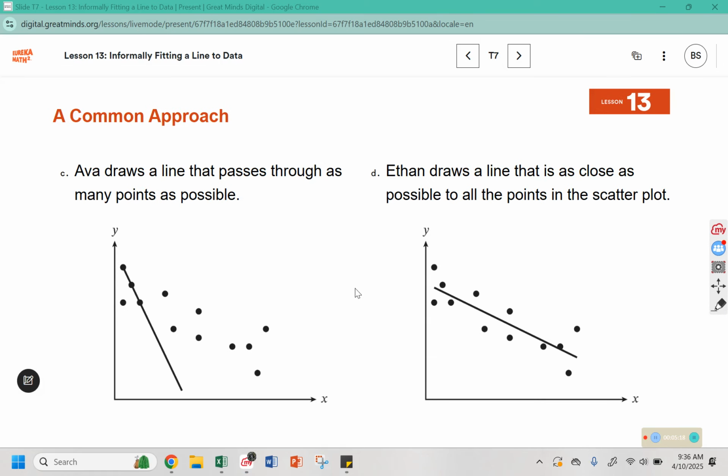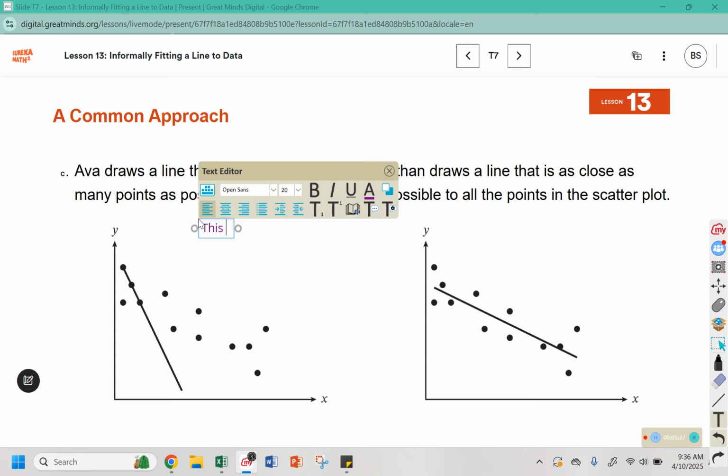Ava draws a line that passes through as many points as possible. This does show the downward pattern, but it does not fit the data well. Even though there are 3 points on the line, it does not follow the pattern of association, and many of the points are not even close to the line.